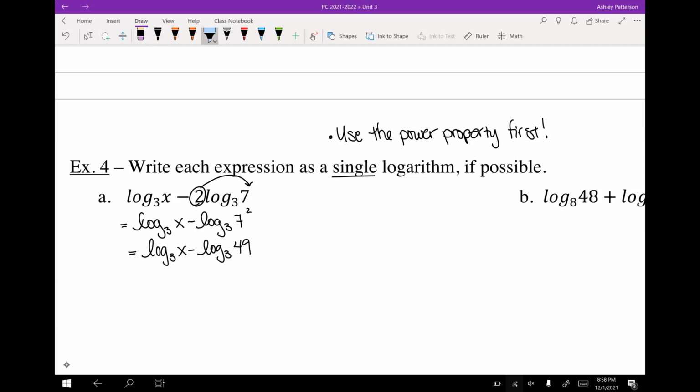And double check, are the bases the same? If they aren't, we can't use the properties.